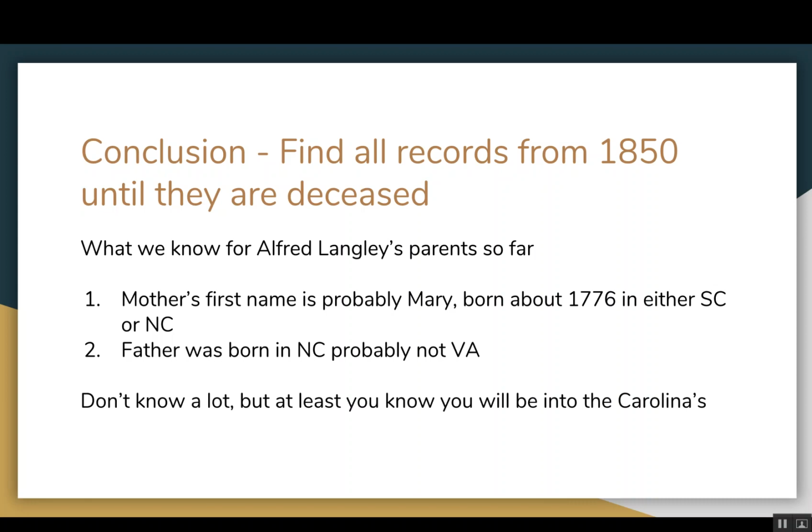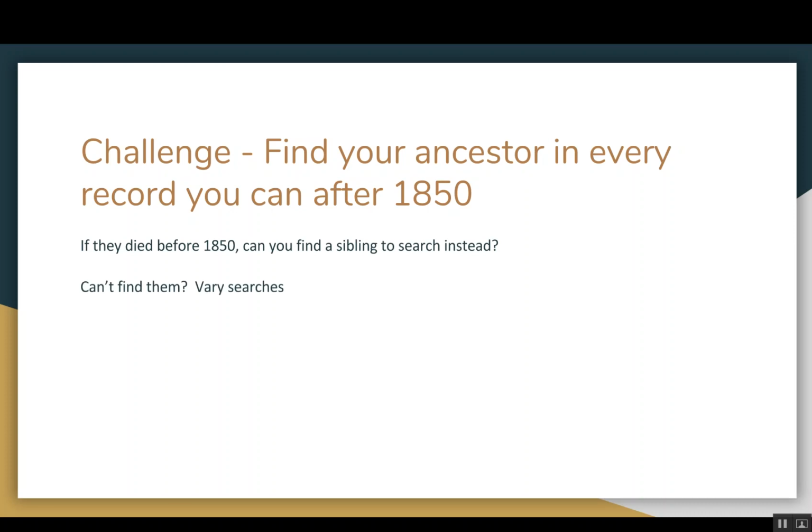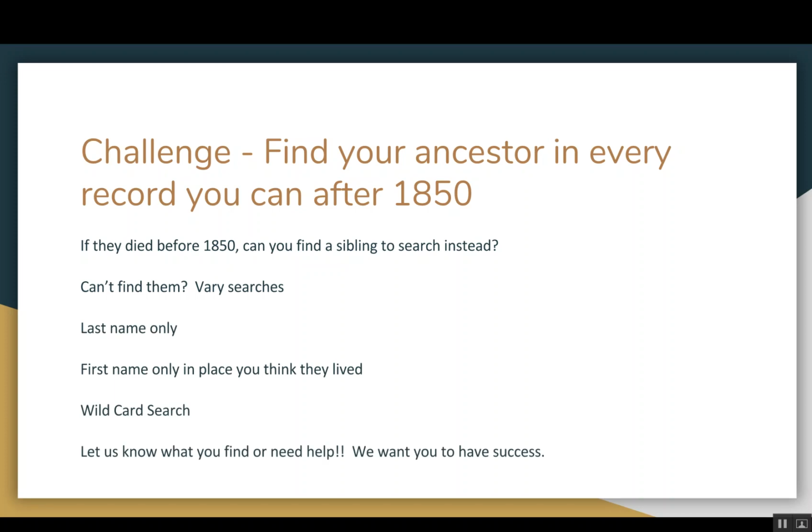so that's really helpful. So I just want to challenge each of you to find your ancestor in every record you can after 1850, but I would definitely start with census records. And if they die before 1850, can you find a sibling to search for instead? And if you can't find them in one of the census records, try varying your search, like search last name only, first name only in the place you think they lived, just a wildcard search, and then let us know what you find or need help.